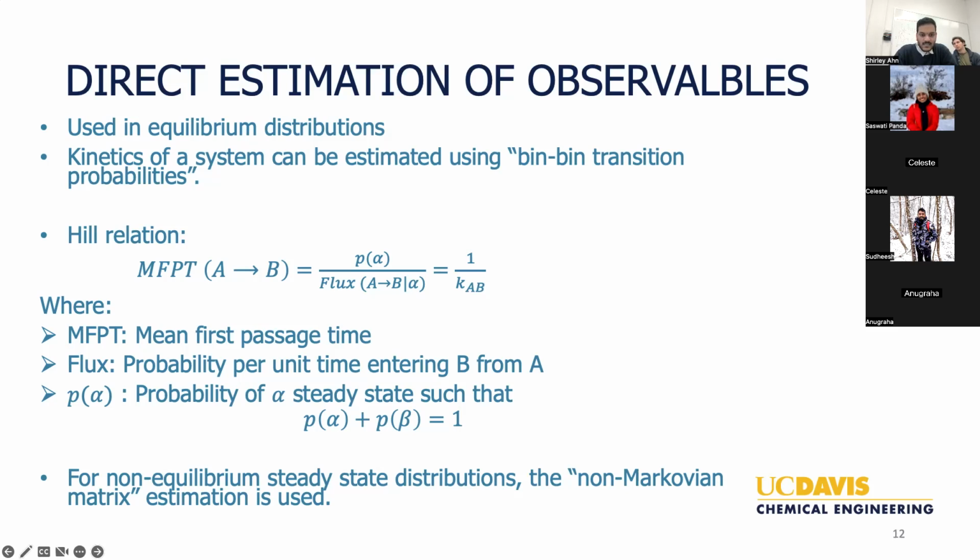For non-equilibrium steady state distribution, since there is continuous inflow and outflow of particles and energy, we use something called a non-Markovian matrix estimation, which is a matrix of matrices where the rate constants are estimated more in accordance with how the probability of transition is seen in Monte Carlo simulations.